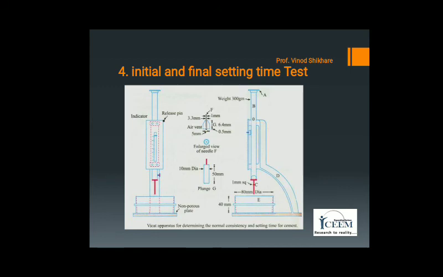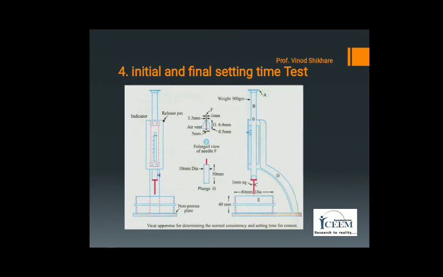Let's see the tests one by one. First we see the initial setting time test. For the initial setting time test, the Vicat apparatus is used. The initial setting time is the interval between the addition of water to cement and the stage when the needle, 1 millimeter square and 40 to 50 millimeter in length. These are the dimensions of the needle to be used for the initial setting time test.